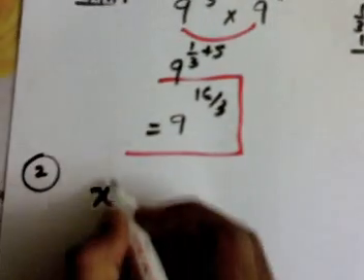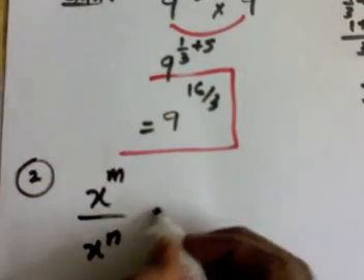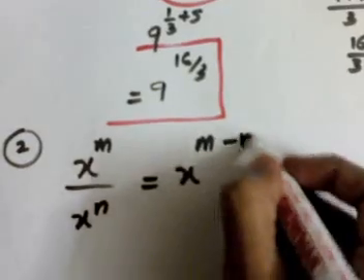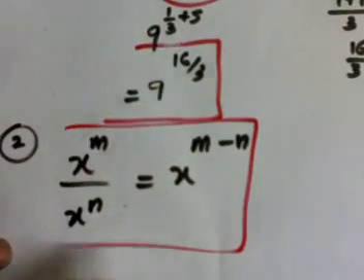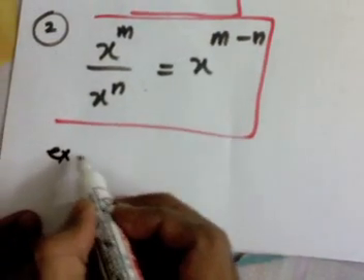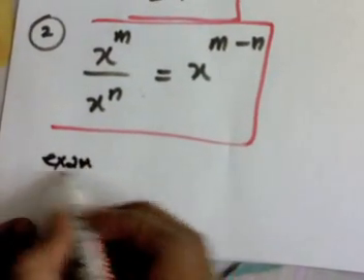Second, if the process is division, then what happens? The powers will subtract from each other. This is the second rule. So for this, the explanation is also very simple. I'm going to give you an example.